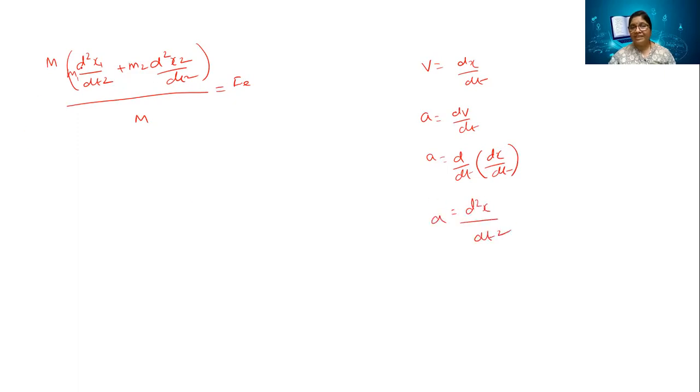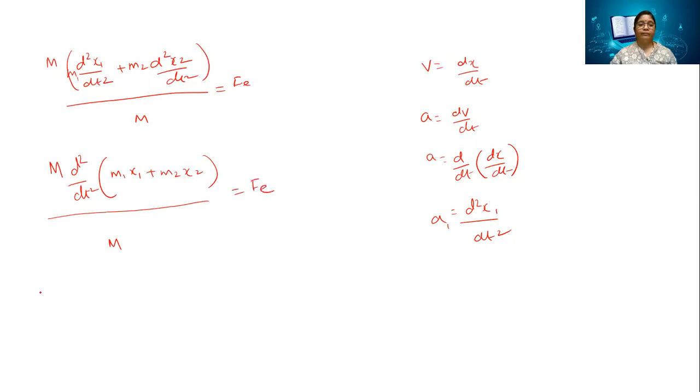So if I'm going to deal with the first particle, then A1 will be equal to d square x1 by dt square and A2 is equal to d square x2 by dt square. That is what I have written here. Or you can say M d square by dt square of M1 x1 plus M2 x2 divided by M is equal to F of E. Right? So this is M into d square by dt square of M1 x1 plus M2 x2 is equal to F of E.